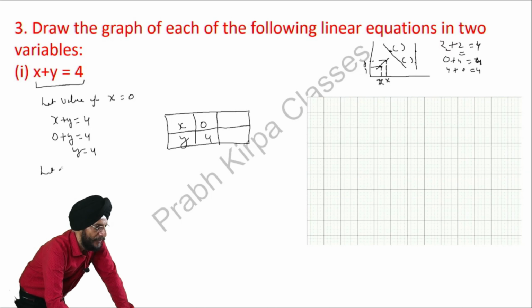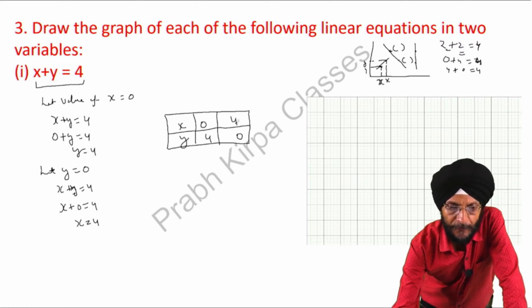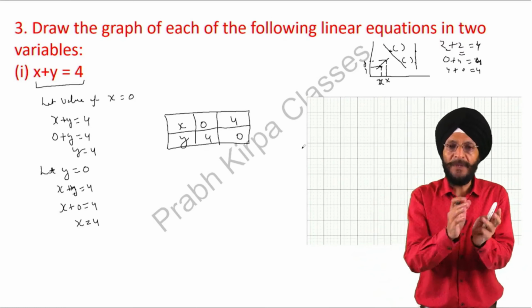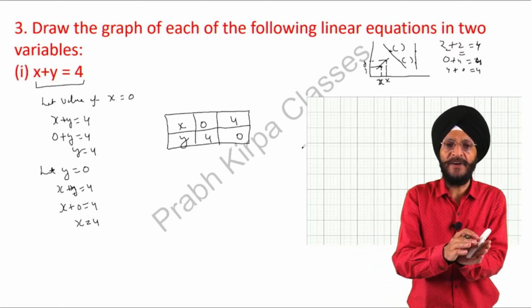Let y is equal to 0. What will happen? The equation given is x plus y is equal to 4. When y is 0, x will become 4. Now, what is the value of y? It is 0. What is the value of x? It is 4.